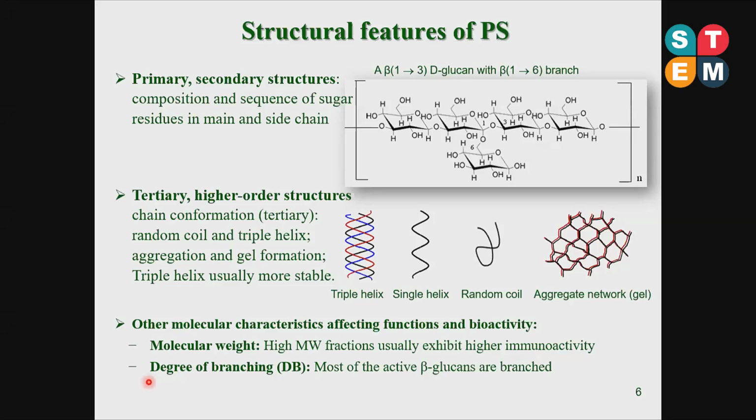And another one is the degree of branching. Most bioactive polysaccharides have side chains, such as beta glucans. Usually the active beta glucans have branches.